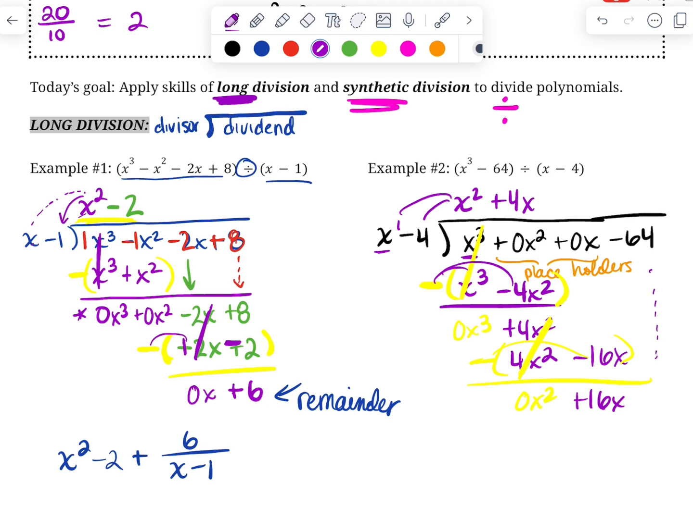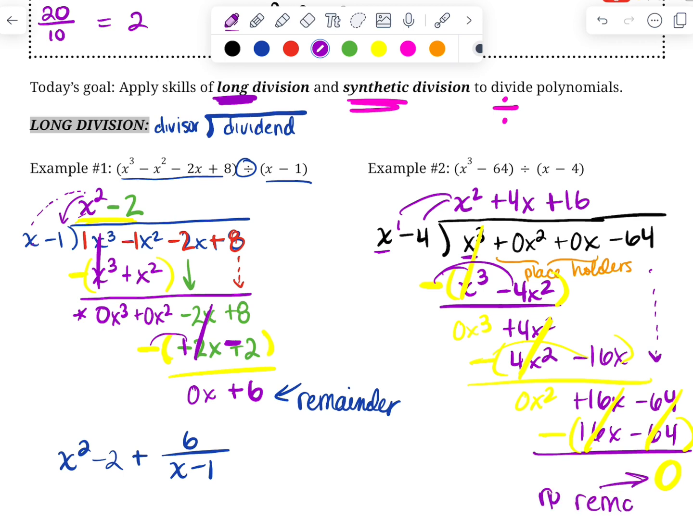Here, I'm going to carry this all the way down. Negative 64 is down here also. What could I multiply x by so that it looks like 16x? I could multiply it by 16 and negative 64, and then when I subtract, everything's gone, so I get 0. That means I have no remainder. Woohoo! I like it when that happens. Okay, what does that mean?